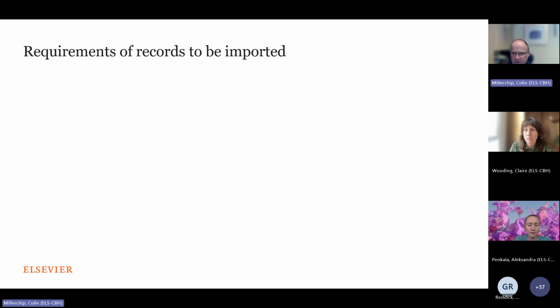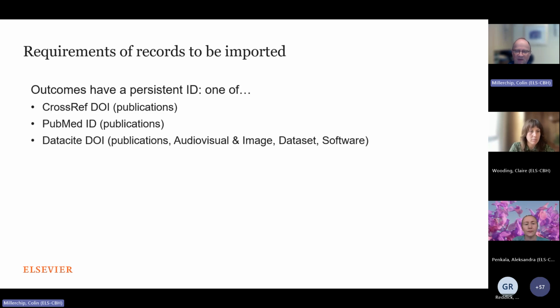Just a little bit of further information to set the scene. To be able to bring records into Researchfish, they need to have a persistent ID, so either a Crossref DOI or a PubMed ID, and we use those for publications. DataCite DOIs are also supported if you make use of them. That was an extension to the work we did last year, and that supports not just publications, but various other outcome types to allow for the importing of audiovisuals and images, datasets and software into Researchfish and to be added in against the relevant common outcome types.